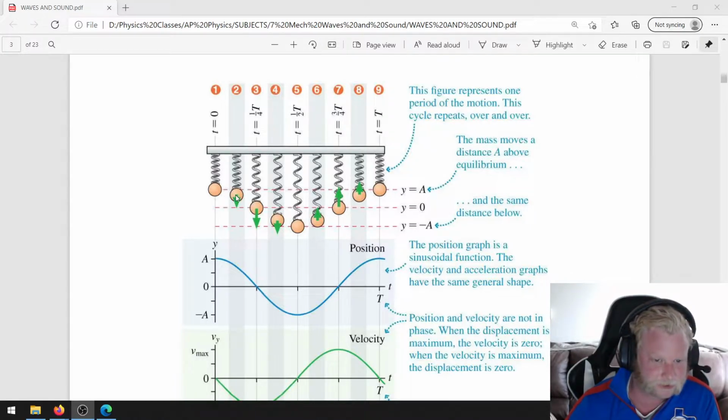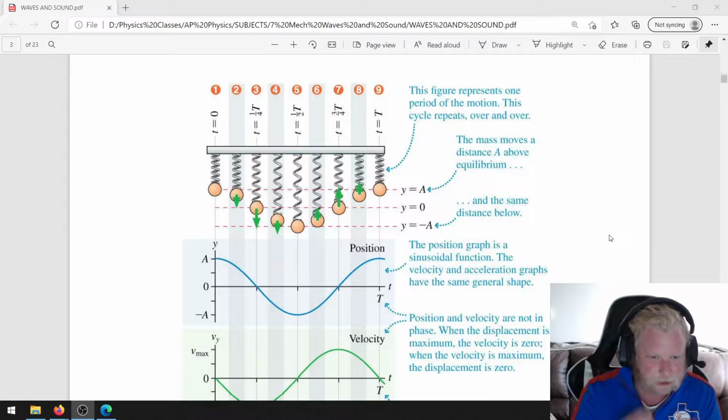The restoring force of the spring pushes it back towards equilibrium. It goes to a negative amplitude, the maximum displacement off of your equilibrium position, and then it gets pulled back in past equilibrium and then back towards your positive amplitude. And so this cycle repeats itself over and over and over again.